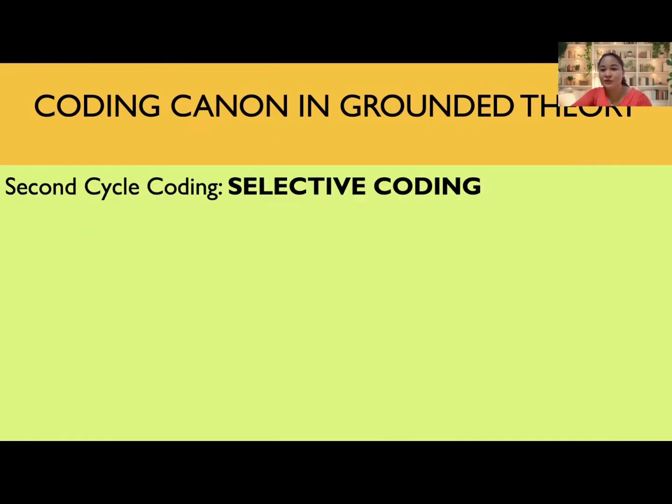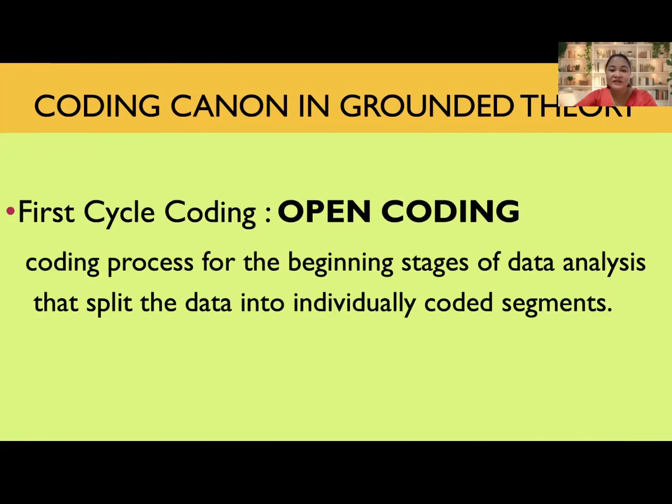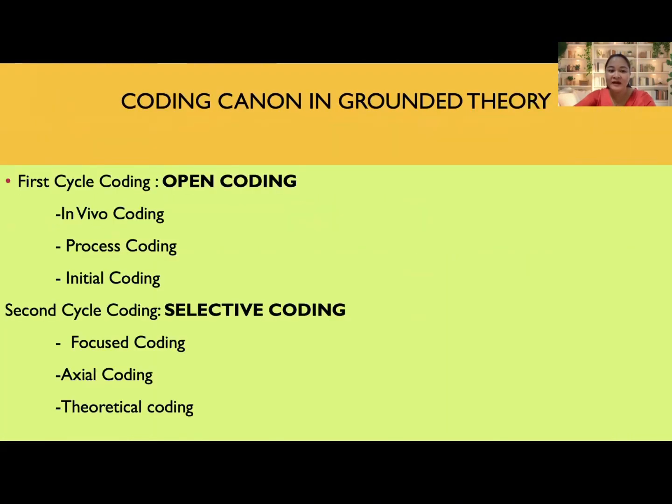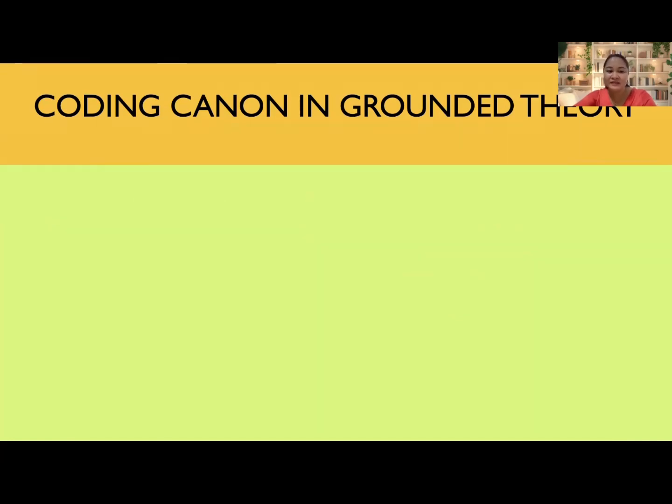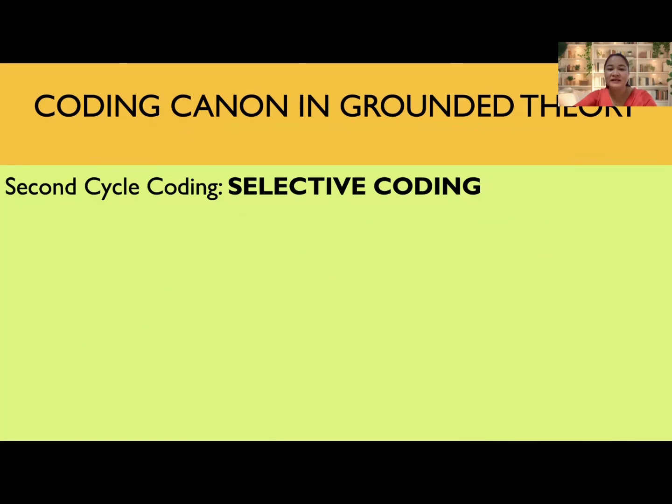So it's very hard to create a code. So this is according to the code of Saldana. Second cycle coding, this is the general term for open coding. What's open coding? In vivo coding, we have there process coding and initial coding. That's under open coding. So again, open coding is the coding process from the beginning stage of the data analysis that splits the data into individually coded segments. In the second cycle coding, that's the selective coding, the axial, we have there the theoretical coding.